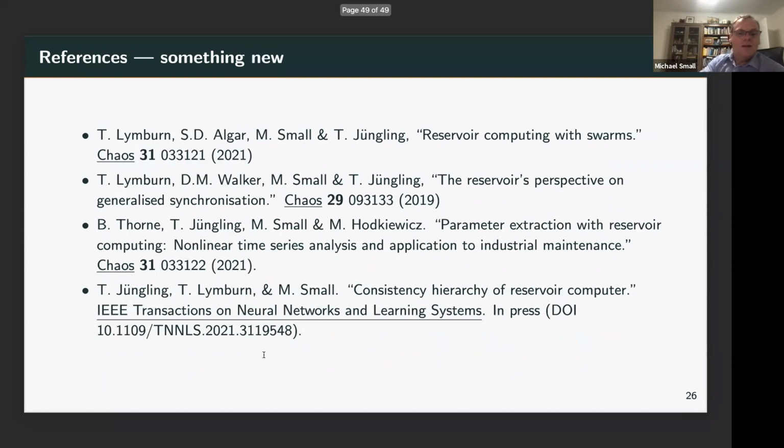And the more recent work is mainly the work of Thomas Limburn, who was in the audience earlier, if he hasn't got bored and gone home. He's just finished his PhD here at UWA. Thomas Jungling was supervising him. Braden Thorne is starting his PhD looking at the industrial maintenance project. And Melinda was helping me out. She's the resident engineer in that group.